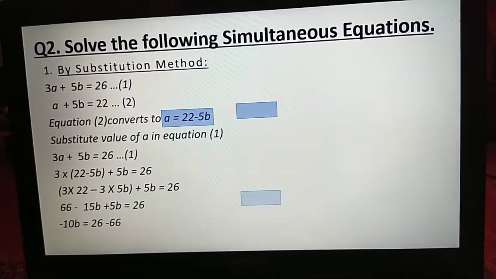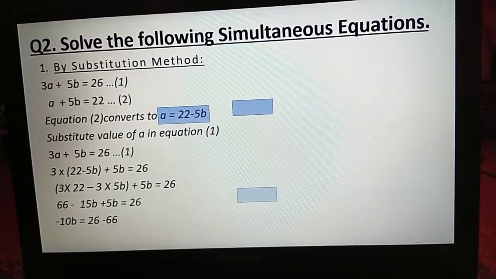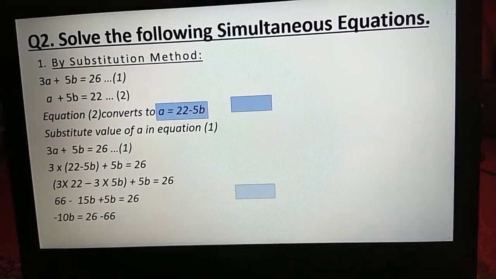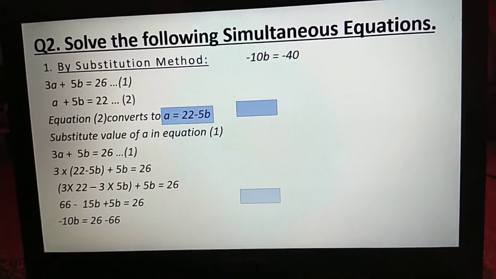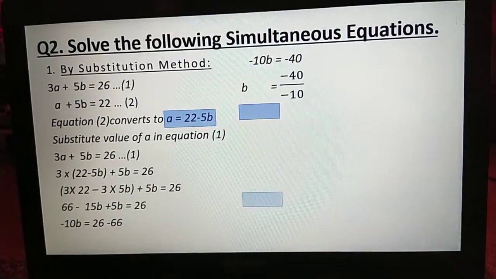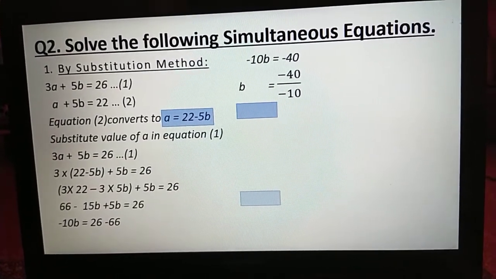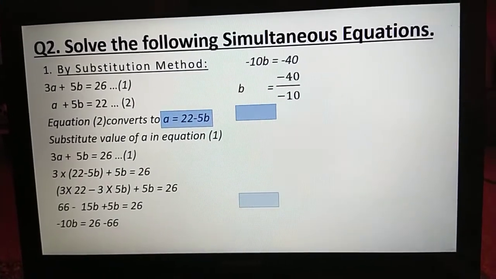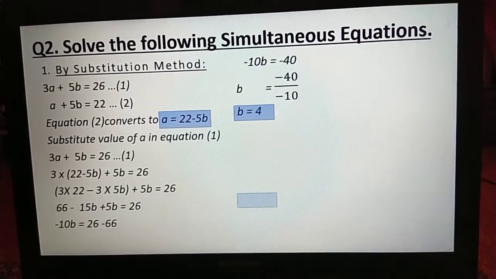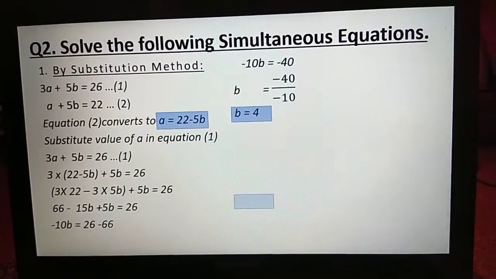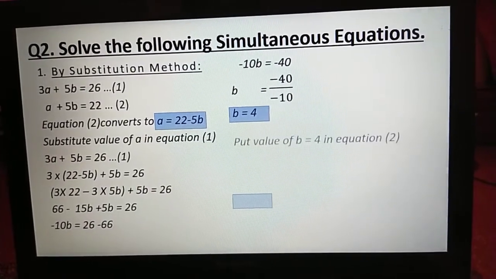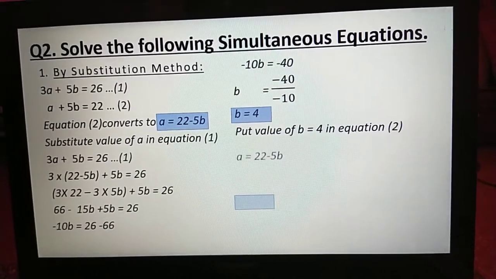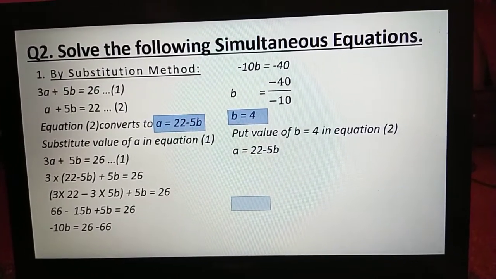Now we add and subtract the second variable. So we get minus 15b plus 5b gives us minus 10b equals 26 minus 66. So minus 10b is equal to minus 40. We put the value and b is equal to minus 40 upon minus 10. So minus minus gets cancelled. 10 fours are 40. So we get b is equal to 4. Now we take the value of b and put it in equation 2, which is converted. So we take a equals 22 minus 5b.